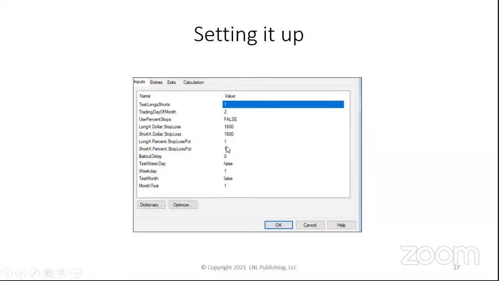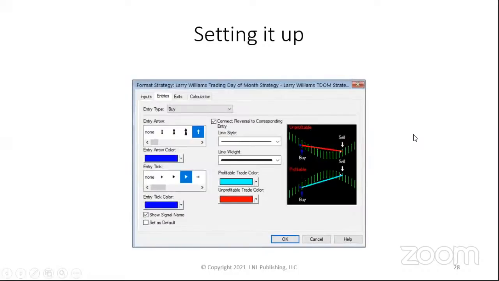If we want to use percentage stop losses, we can put in whatever percentage we want and also optimize for that. There's our bailout delay. In this case, 0, we're going to act on the first profitable opening. We want to test by day of the week? Nah. If we want to test by month, we can, but in this case, we're not going to. We're going to test all months. And then you click OK, and the computer will go do its thing.